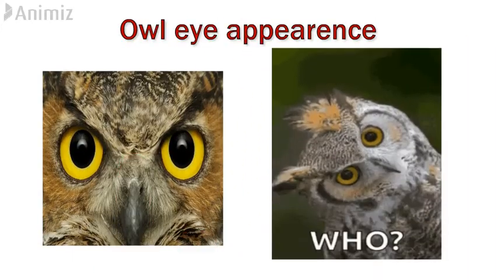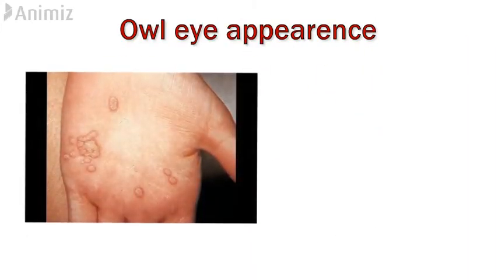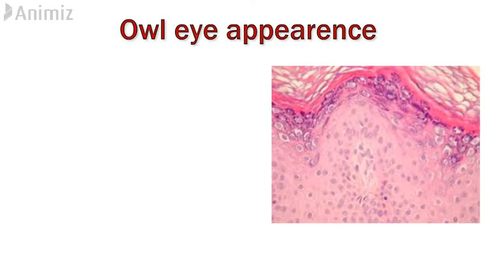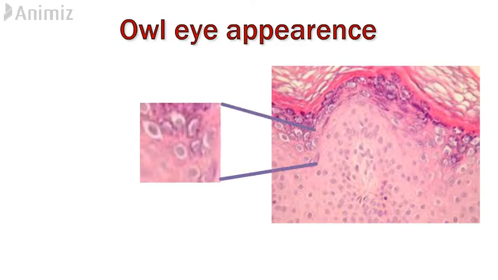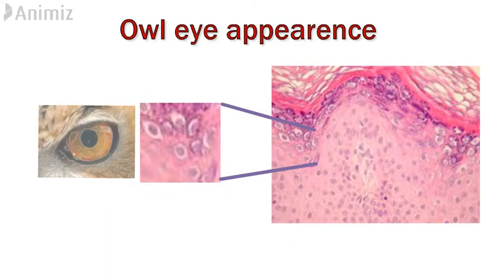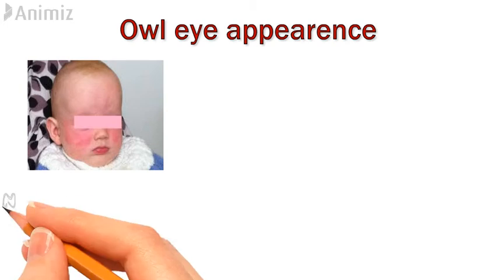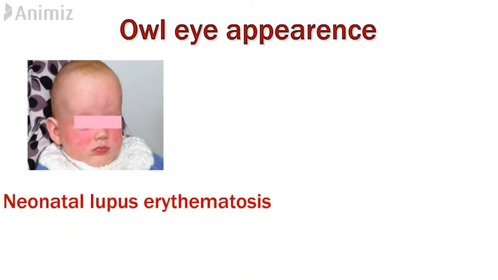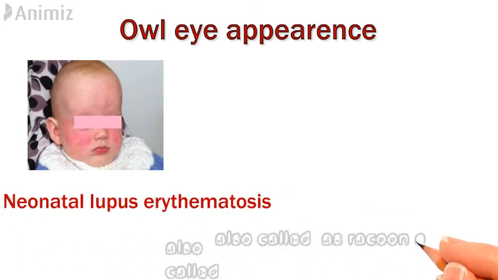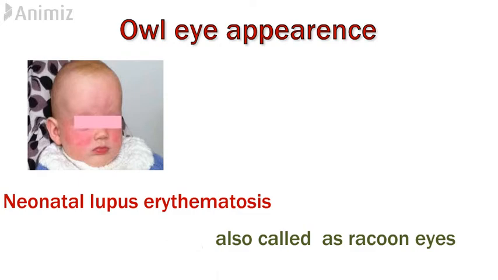Appearance is seen in case of verruca plana or plane warts. It affects keratinocytes called coilocytes, having a perinuclear halo similar to owl eye. Another condition where the owl eye appearance is seen is neonatal lupus erythematosus, where erythematous scaly periorbital lesions are present, also known as raccoon eyes.